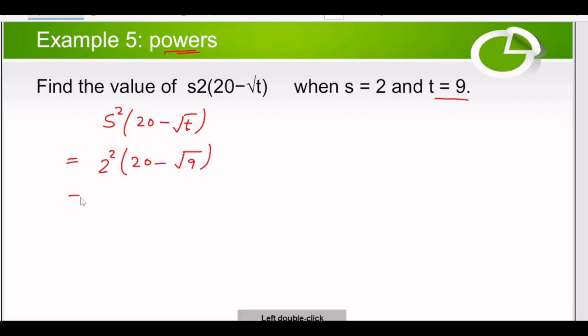Okay. So, now the exponent here: 2 times 2 is 4, then 20 remains as it is, minus square root 9 is 3. So, this is 4 times 17. So, 17 times 4 is 68.